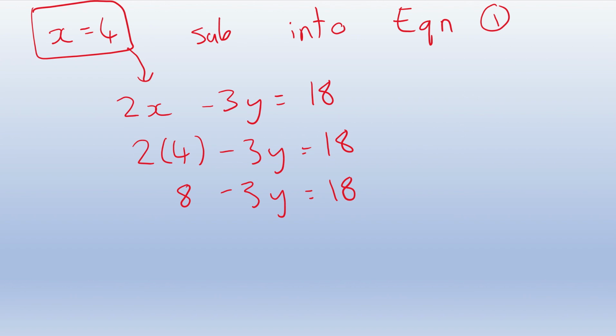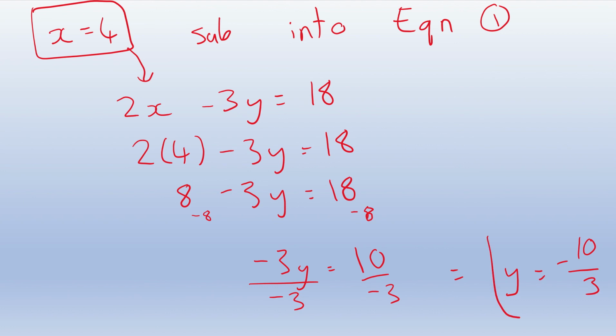If I take 8 away from both sides, I'm going to have minus 3y is equal to 10. And if I divide both sides by minus 3, I'm going to end up with y is equal to minus 10 all over 3.